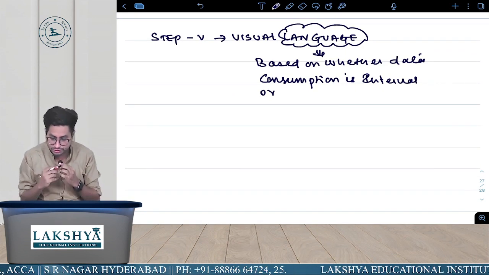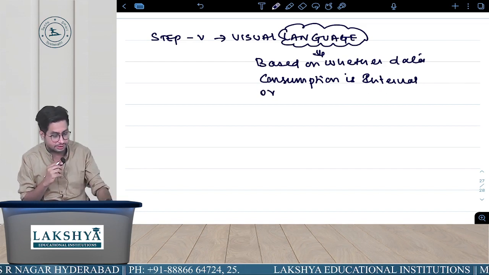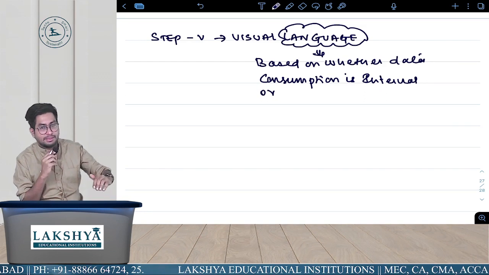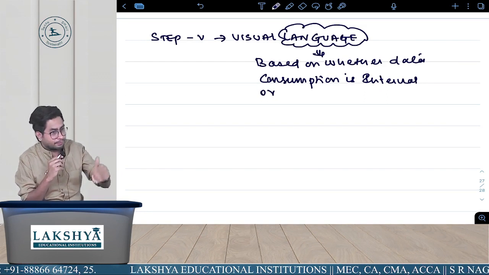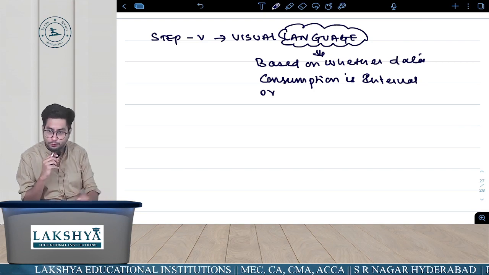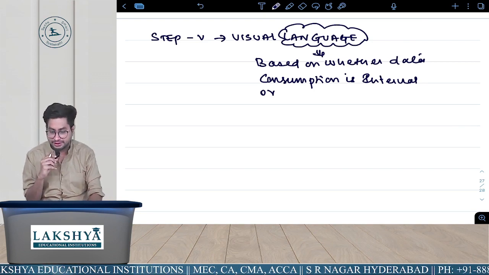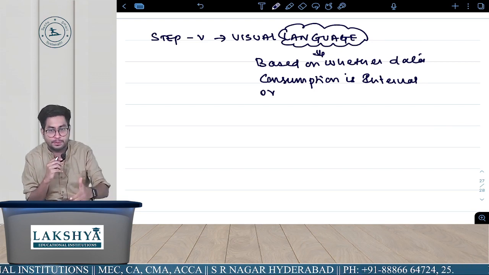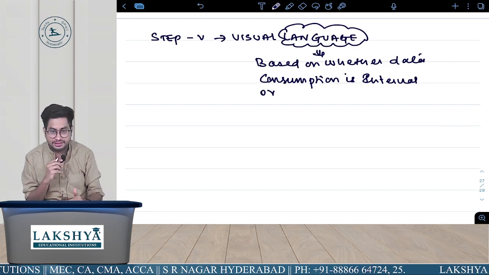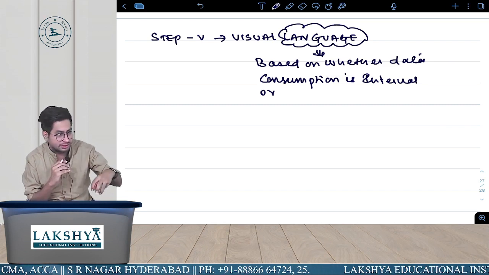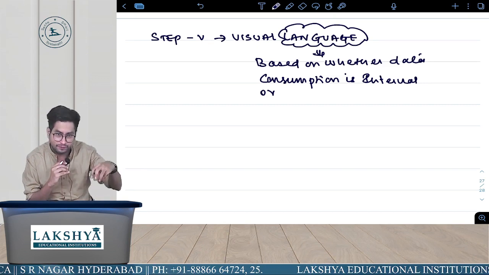Clear? Based on whether data consumption is internal or external. Let us say, for example, I am preparing a report for my management itself. That is called internal. I am preparing a report to publish in a newspaper. Then it is external.